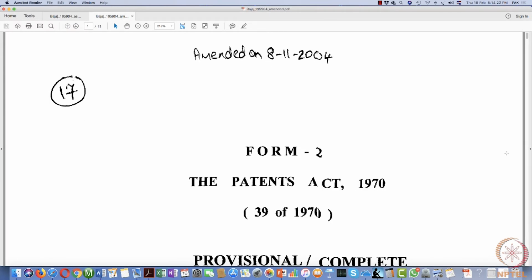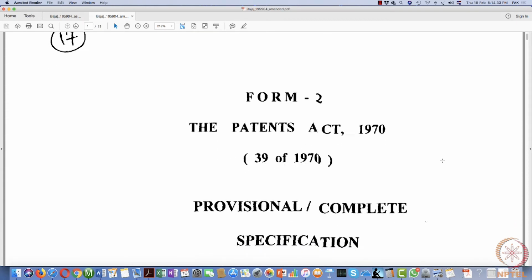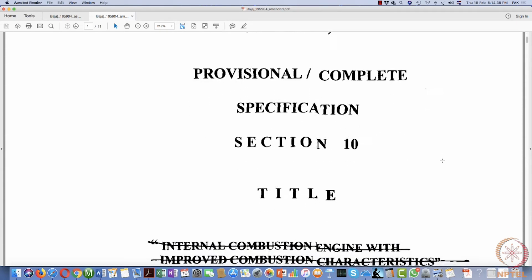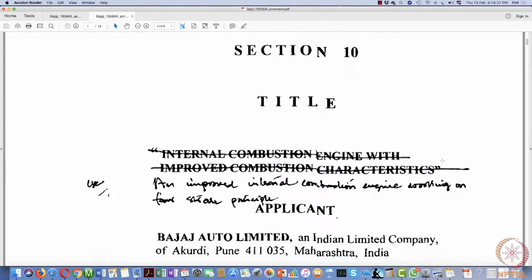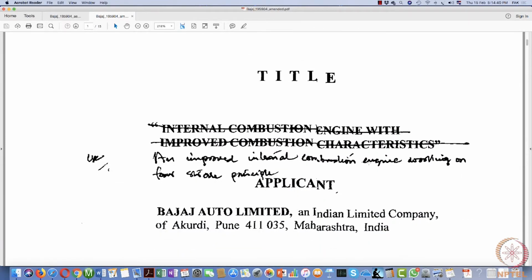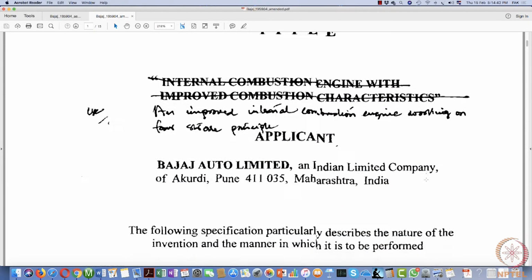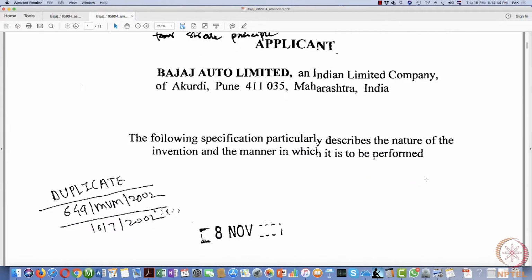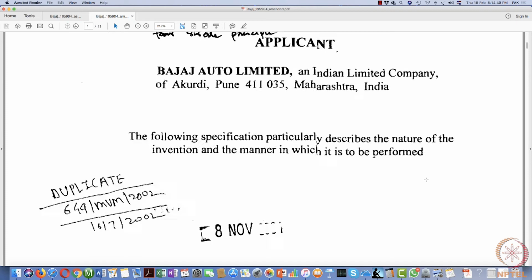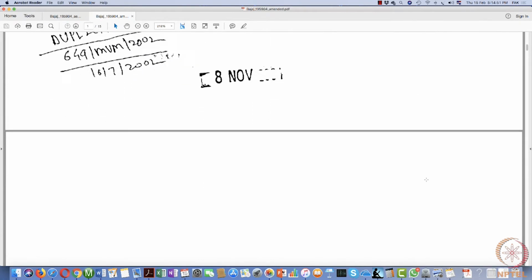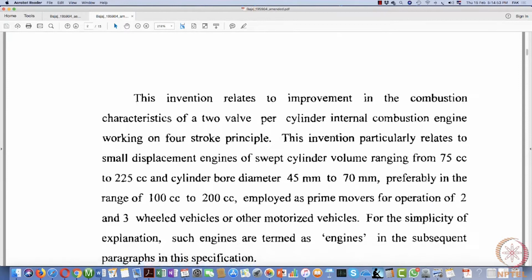Now, this is the amended specification. Because we are having a look at the specification, we can go through this in some detail. This was amended on 8/11/2004, and this is Form 2. This is the title page, and you can see that there are some corrections written there. The following specification particularly describes the nature and manner in which it is performed. Now, from the second page onwards, the invention starts.